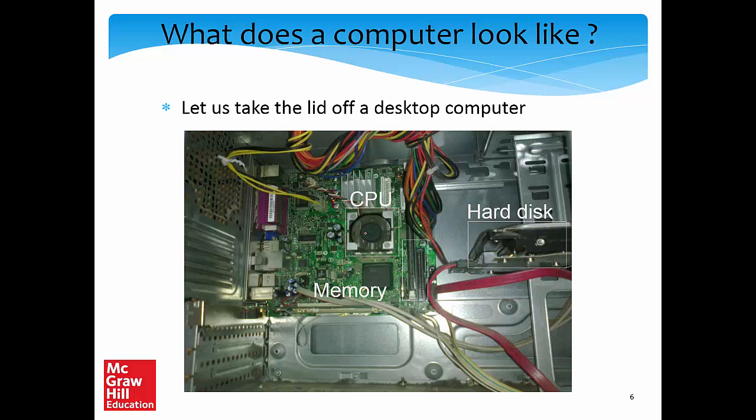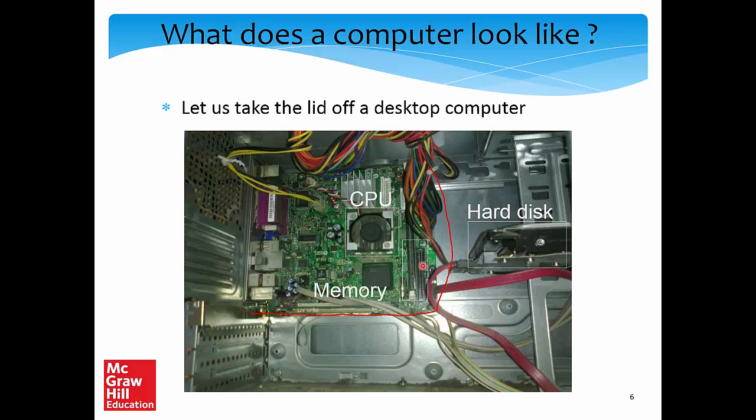Let us take the lid off a desktop computer and see what's over there. If you open a desktop computer, the first thing that you see is a green board, and this is called the motherboard. This is a circuit board where the rest of the circuits are. The two most important circuits that we are interested in at the moment are, first, the CPU, the central processing unit, which is the main brain of the computer. This is the CPU. You would also see a small fan on top of it. The job of the fan is to remove heat.